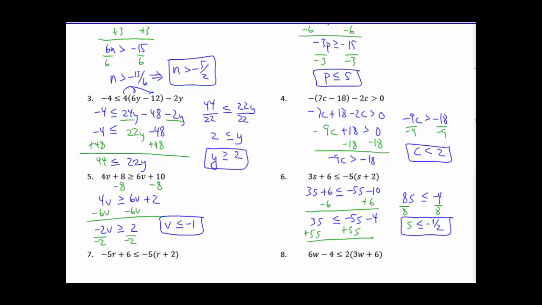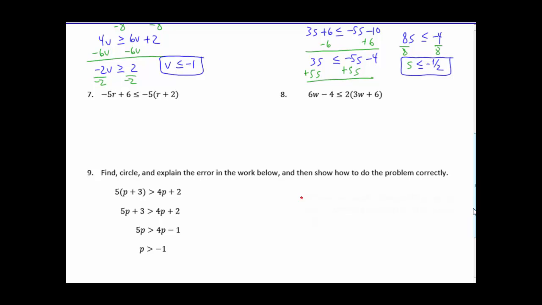All right, welcome back. Number 4, you should have gotten c less than 2. Don't forget to switch the sign when you divide by that negative. Number 5 should have been v is less than or equal to negative 1. Again, when we divide by the negative 2, switch the sign. And 6, when we divide by 8, the sign stays the same. So s is less than or equal to negative 1/2.